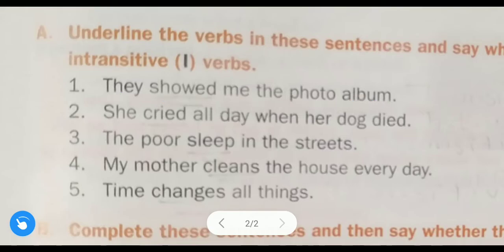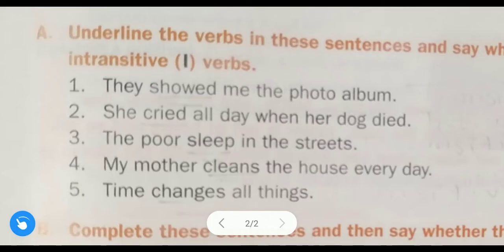They showed me the photo album. Okay, they showed me the photo album. So what is the subject in this sentence? They is the subject and showed is the verb. So you have to underline this verb. Showed is the verb in the sentence. This is the action word which shows the action. So this action is performed by the subject they.